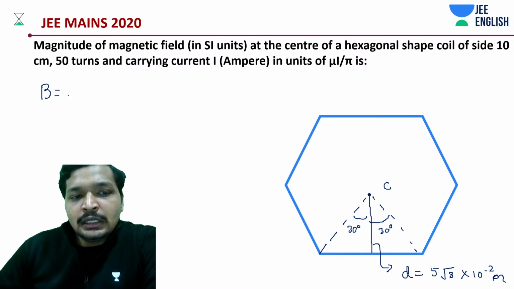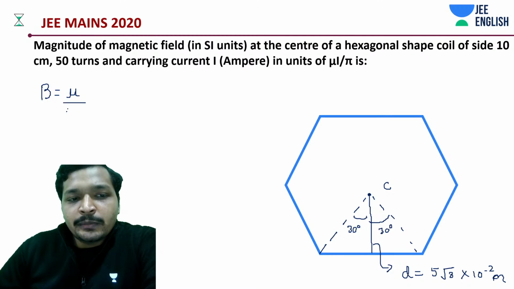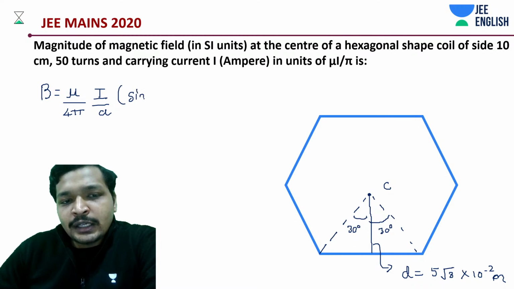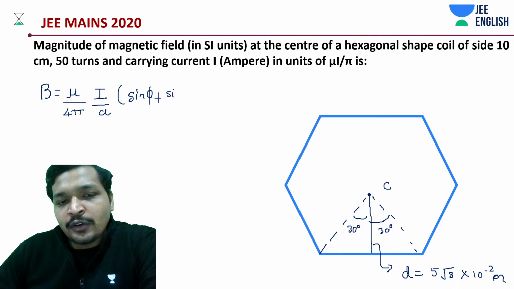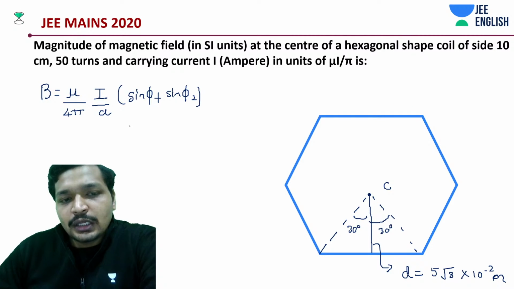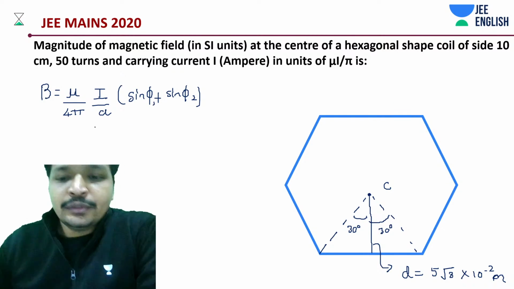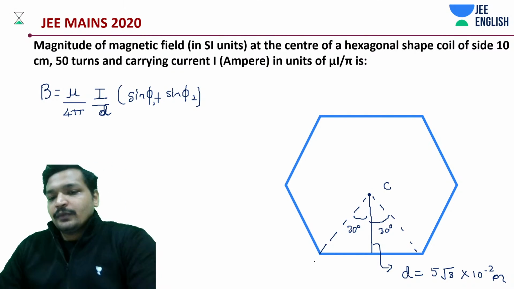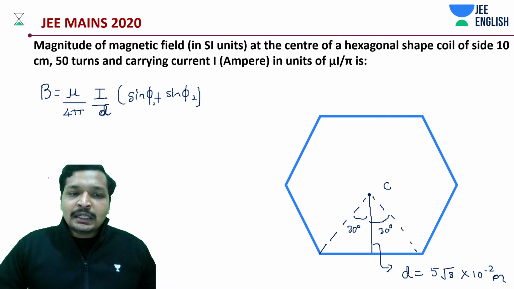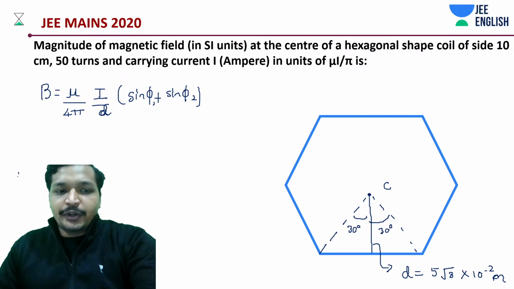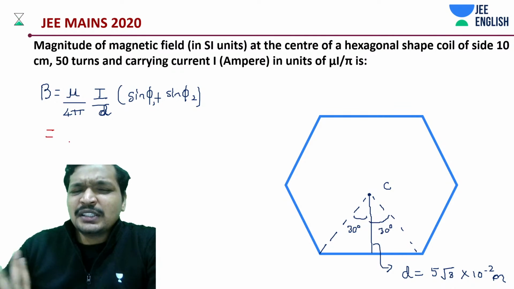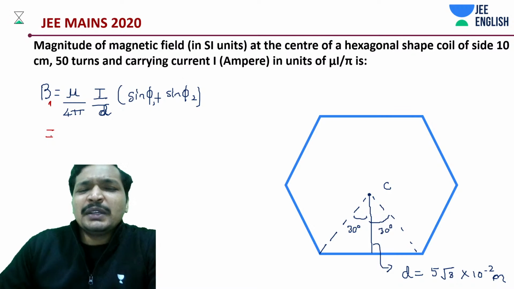Now, field is how much, students? If you remember, what did we say? Mu by 4 pi. Do memorize this. I divided by d into sine of phi 1 plus sine of phi 2. Okay. Let's substitute the value and get started. That's all we need to do. This is due to just one side. We are going to ultimately multiply this with 6, but we'll get into that later on. Let's calculate for just one side.